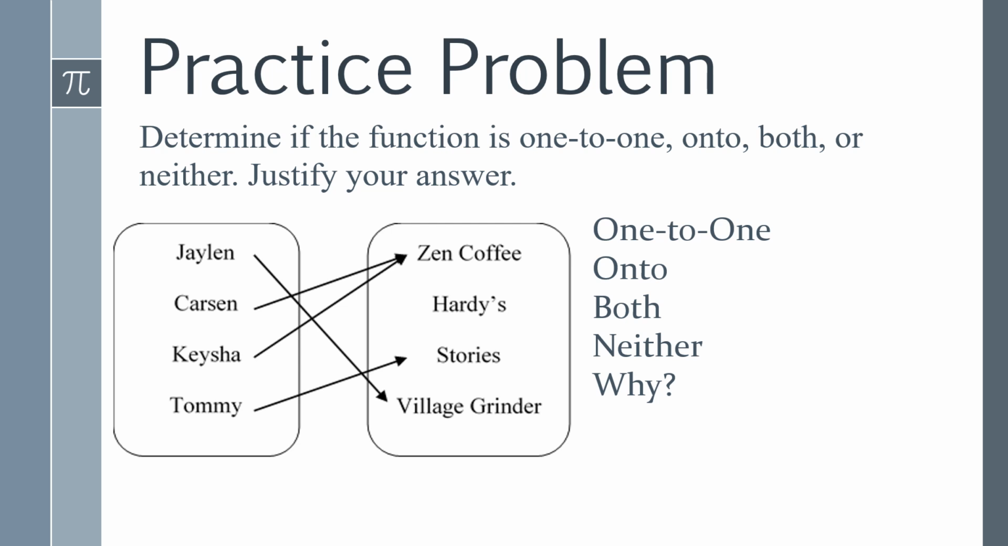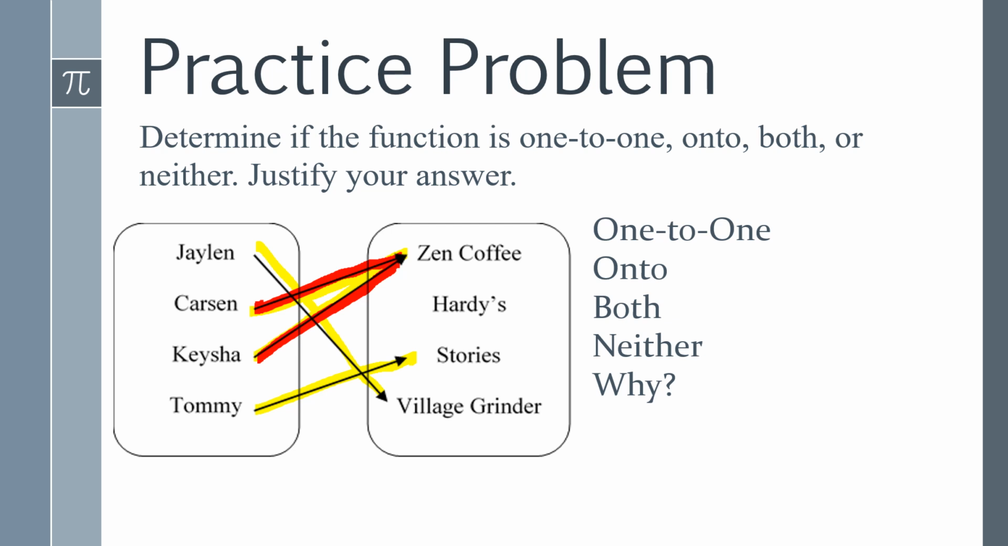All right, figure this one out. Okay, so as we look at our map, we can see here that we have 2 values, even though they have the same number, right? They both have 4. But Jalen goes to Village Grinder, right? Tommy goes to Stories. But these 2 here go to Zen Coffee. Hardee's is not included in the function.